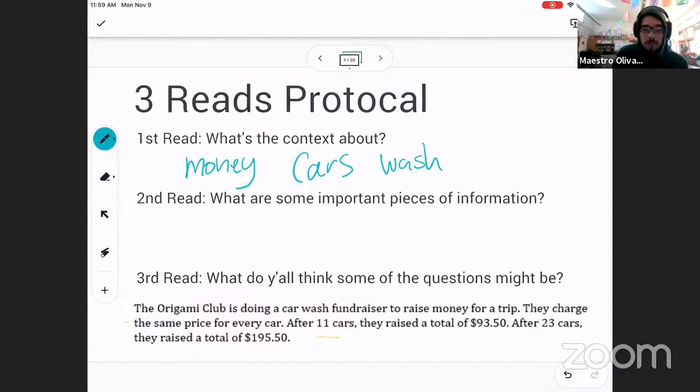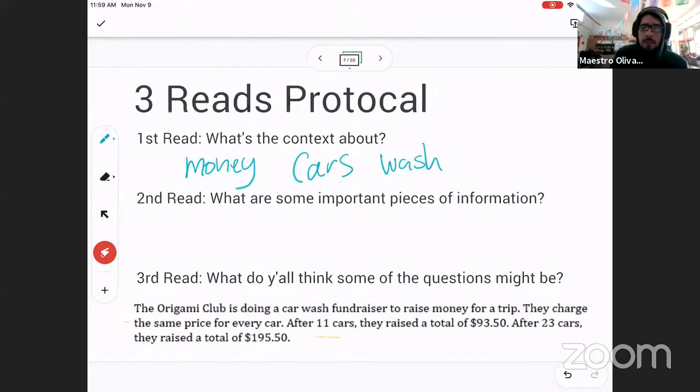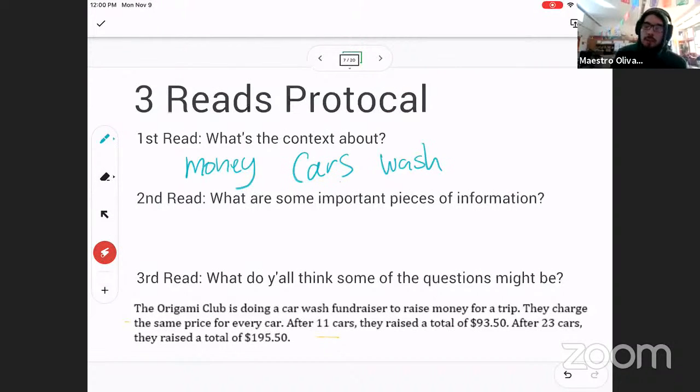Chris, can I please have you unmute yourself and read the problem again? The Origami Club is doing a car wash fundraiser to raise money for a trip. They charge the same price for every car. After 11 cars, they raised a total of $93.50. After 23 cars, they raised a total of $195.50. Perfect. Thank you so much, Chris.